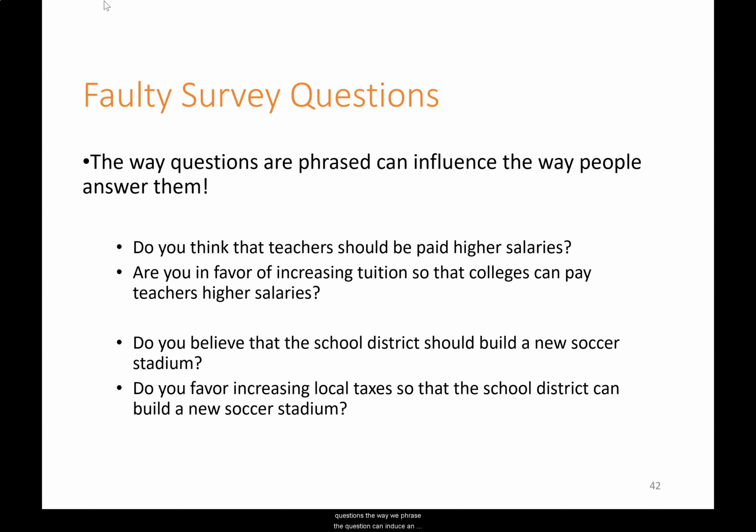Another example of misuses of statistics are faulty survey questions. Merely the way we phrase the question can induce an answer that we want. Here are 2 examples. The first pair, one question, do you think that teachers should be paid higher salaries? The second question, notice the change. Are you in favor of increasing tuition so that colleges can pay teachers higher salaries? So trying to influence the way that they're being answered. The second pair, do you believe that the school district should build a new soccer stadium? Or do you want to increase local taxes so the school district can build a new soccer stadium? Eliciting a different response compared from the first to the second.